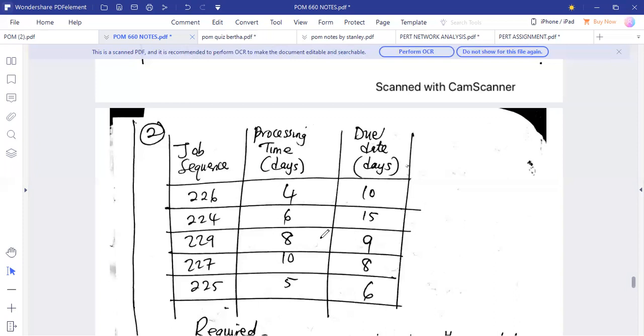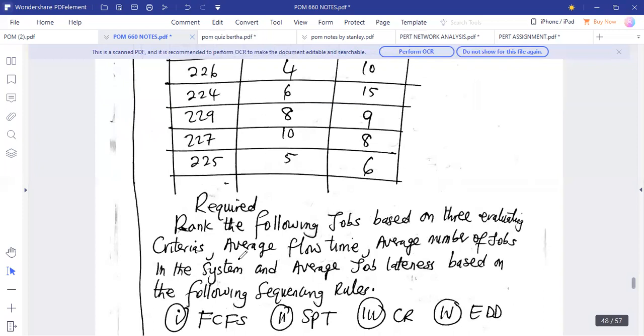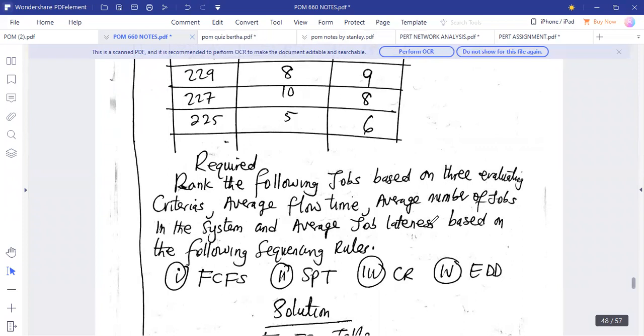The due dates for each of the jobs that we are looking at, for 226 is 10, the other one, 224 is 15, the 229 is 9, the 227 is 8, the 225 is 6. They are required. Now, we rank the following jobs based on the evaluating criteria, that is, the average flow time, the average jobs in the system, and average job lateness. The minimum of each of these three criteria, the better.